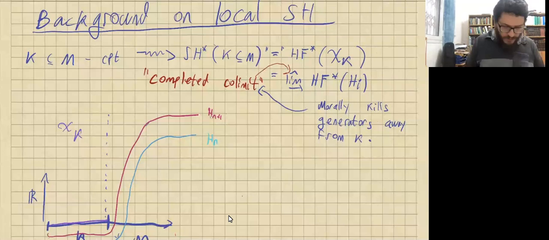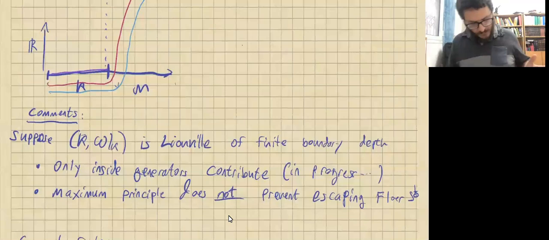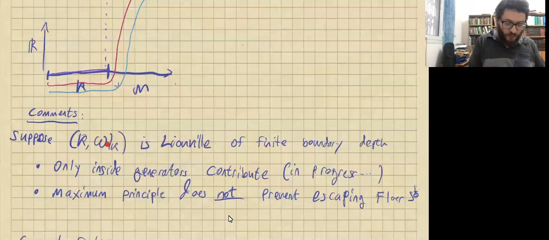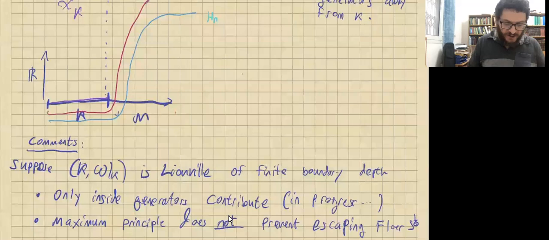One can say something, so this is for arbitrary compact sets. If we talk specifically about the case where we look at the compact set K, and we restrict the symplectic form omega to K, then we get a Liouville domain. Namely, we can find the primitive of omega such that it's a Liouville domain, satisfying a technical condition, which never mind. Then one can actually say, this is kind of a work in progress, that the Floer complex associated with this compact set comes only from inside generators. So what do I mean by inside generators?